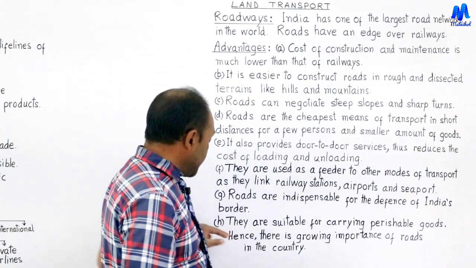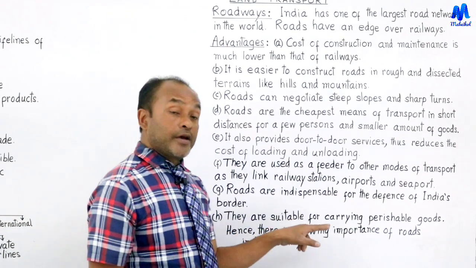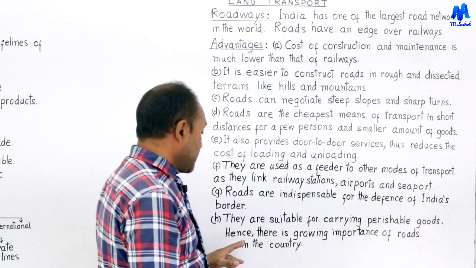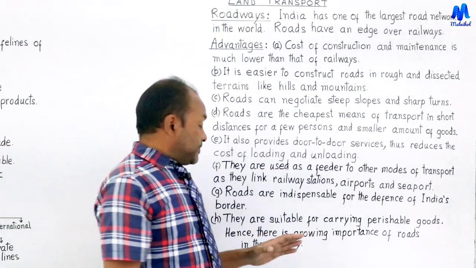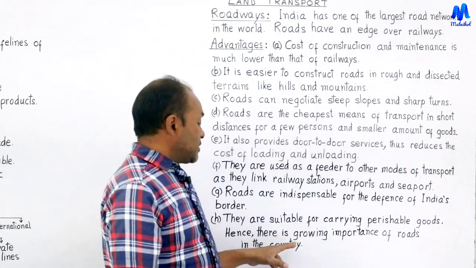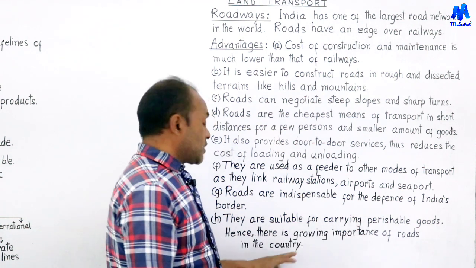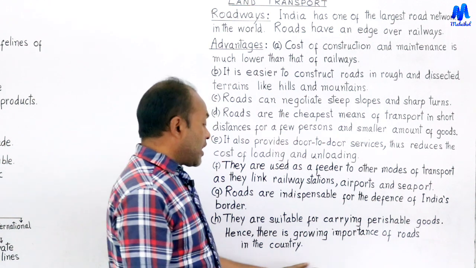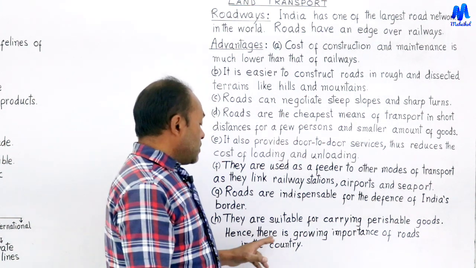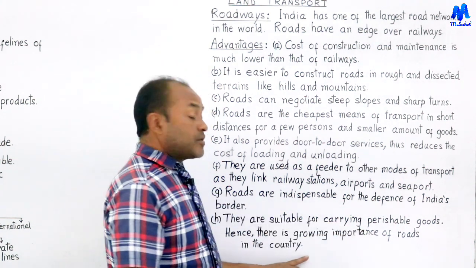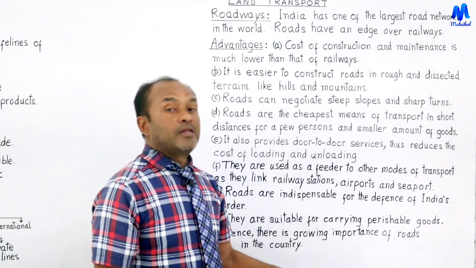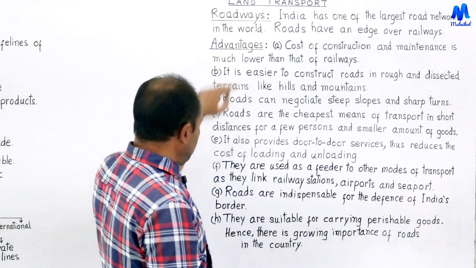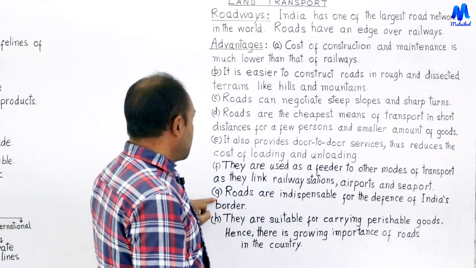Again, in number H, they are suitable for carrying perishable goods like vegetables, etc. So, hence, there is growing importance of roads in the country. When a teacher asks you, there is a growing importance of roads in the country, explain how, then you are going to just give the answer from number A up to H.